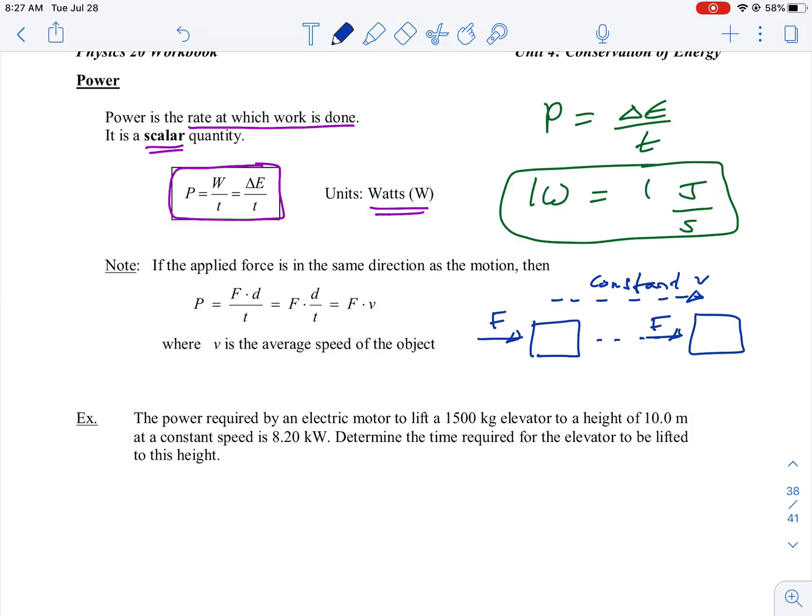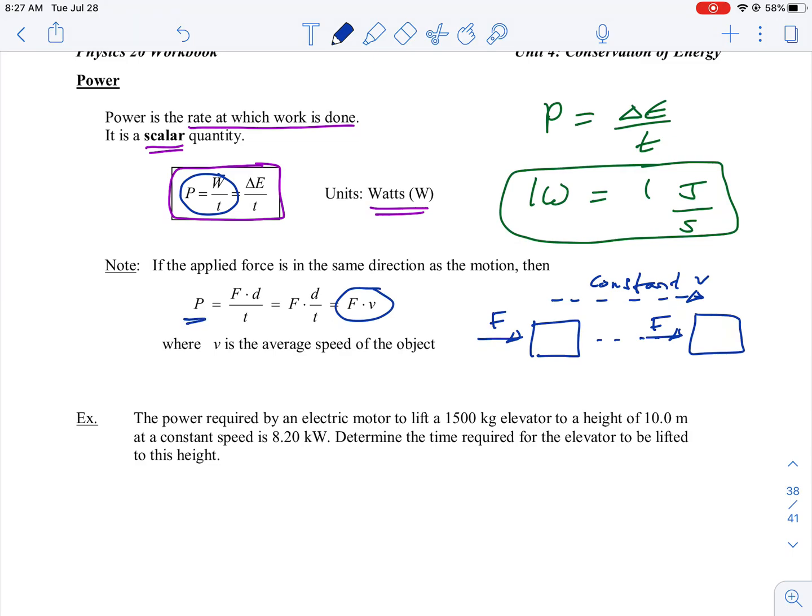And if you have a situation like that, there's another way of finding the power. Because remember, power is equal to work over time, but work is equal to FD in this case, because the force goes the same way as the motion. So now we have FD over T, which rearranges to F times D over T. And notice D over T is the average speed of the object. So we have another way of finding power, equal to F times V.